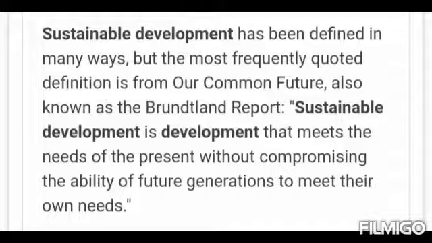So here we have a picture which explains sustainable development.